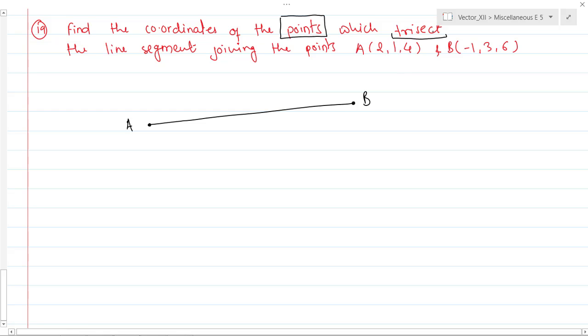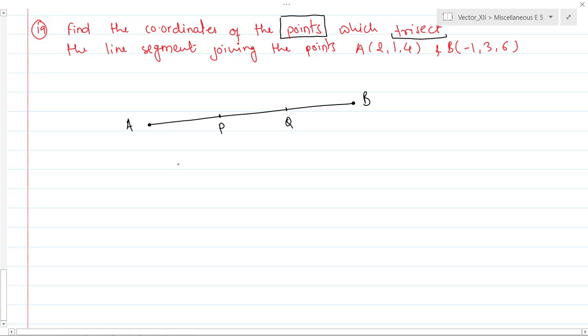What do you mean by trisection? Trisection means you are dividing this segment into three equal parts: 1, 2 and 3. This is the first part, this is the second part, and this is the third. Let's name the points P, Q and B. So AP, PQ and QB are the three equal parts we have. Now I want to find the coordinates of points P and Q which trisect the segment AB.